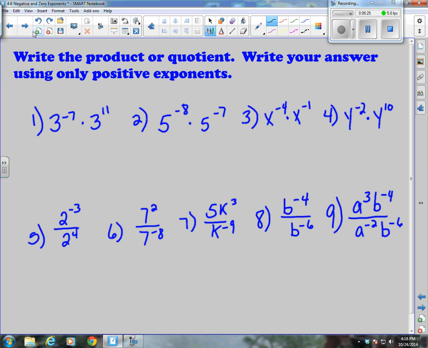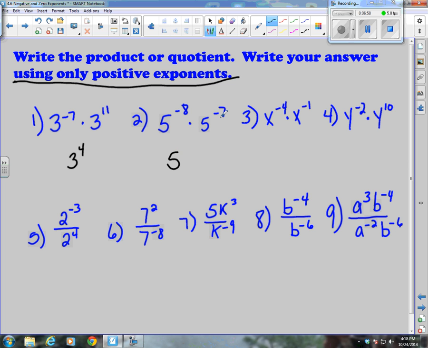Okay. Now let's work some of these. 3 to the negative 7 times 3 to the 11. Well, first, I need to see the instructions, and it says you basically use only positive exponents in your answer. So if we get an answer with negative exponents, we have to fix it. 3 to the negative 7 times 3 to the 11. Notice we're not multiplying the 3 times the 3 and getting a 9. That doesn't make sense. I add the exponents, okay? These are bases. They don't change. Negative 7, positive 11 gives me a positive 4, and I'm done. This exponent's good. 5 to the negative 8 times 5 to the negative 7.